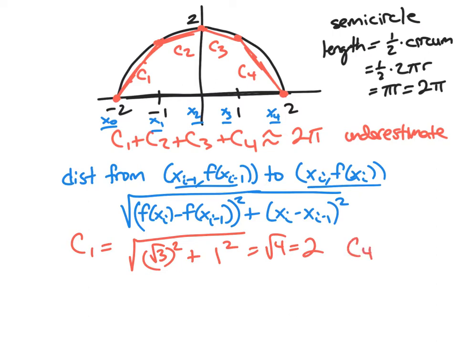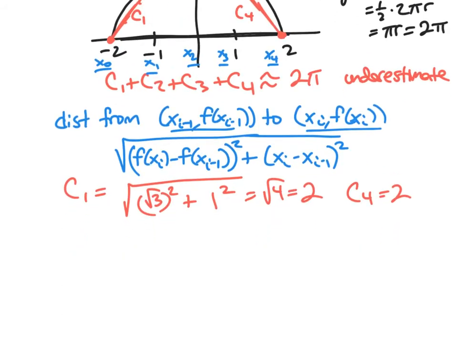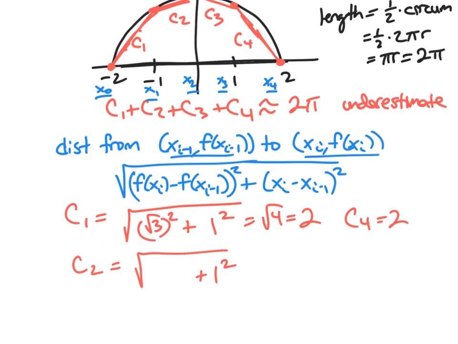And so C4 is 2 as well. And then for C2, again, we're only going 1 to the right, from -1 to 0. So we have 0 minus -1. So this guy's 1. And then here, x2 is at height 2, and that's coming from a height of root 3. And so this squared, and you'll just have to trust me that this is roughly like 1.035.